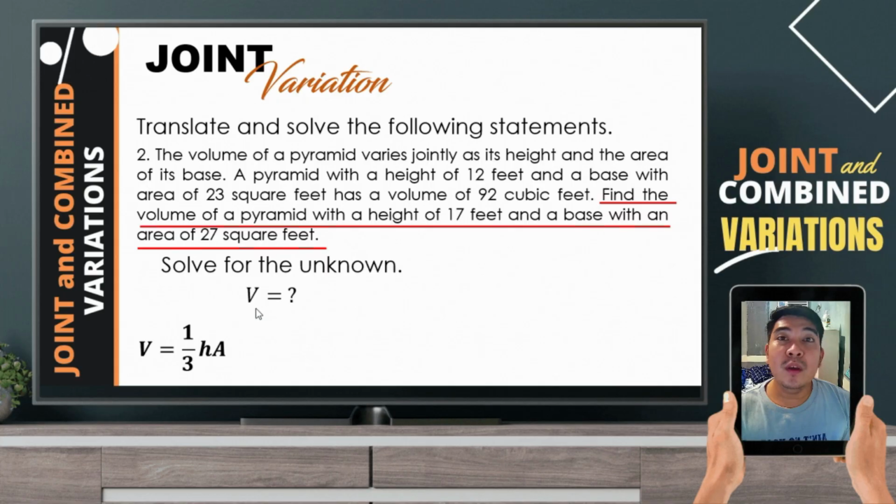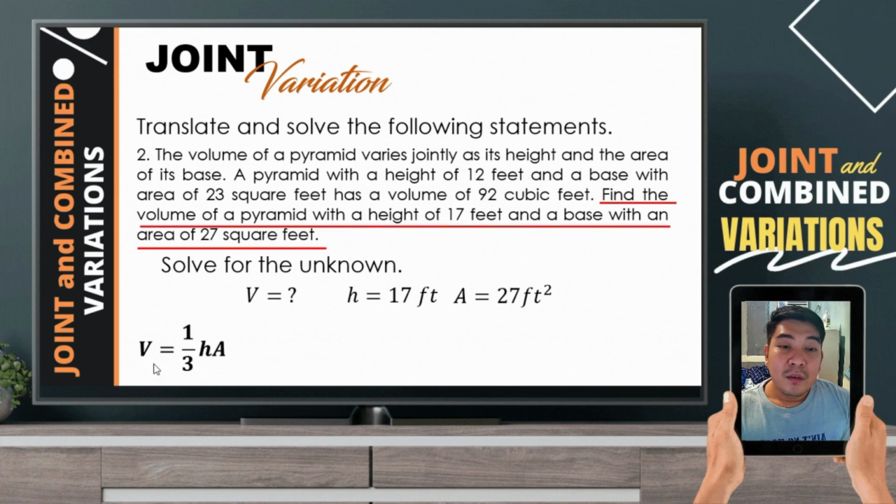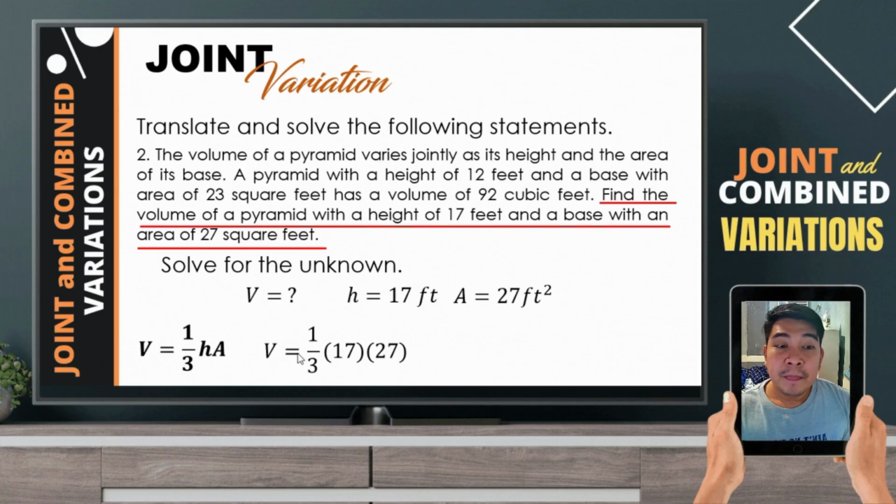So we should take note that we are looking for the volume of the pyramid, and we are given the height, which is 17 feet, and the area of the base, which is 27 square feet. We just need to substitute these two quantities to our v is equal to 1/3 h times a. So h is 17 and a is 27. So that will become v is equal to 1/3 times 17 times 27.